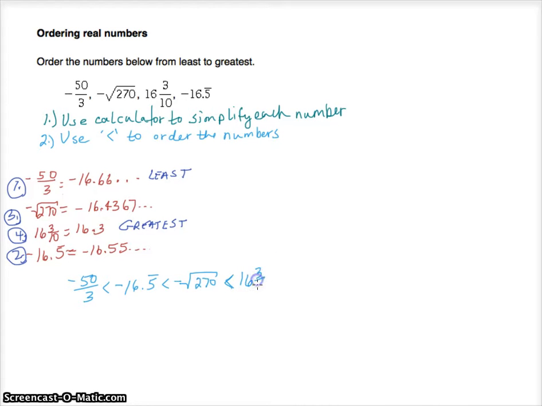So the order should be, least to greatest, negative 50 over 3, negative 16.5 repeating, negative square root of 270, and then 16 and 3/10. So remember, use your calculator to simplify each number, and then use the less than symbol when ordering. You need to complete on your own the example right next to this one.